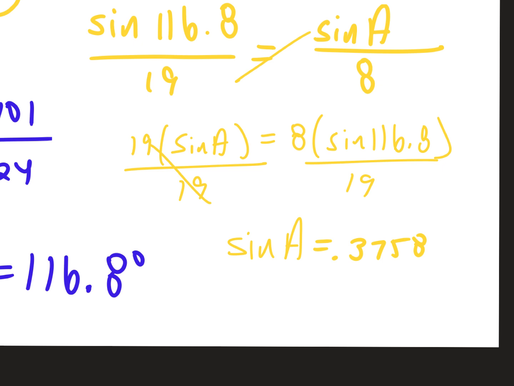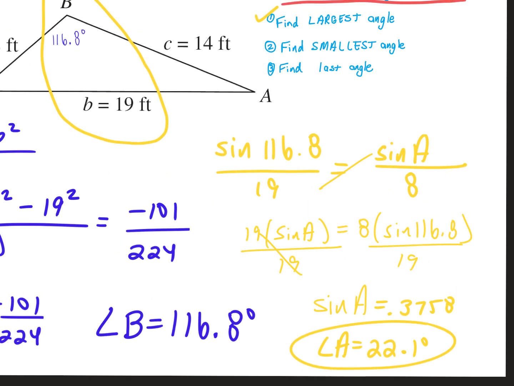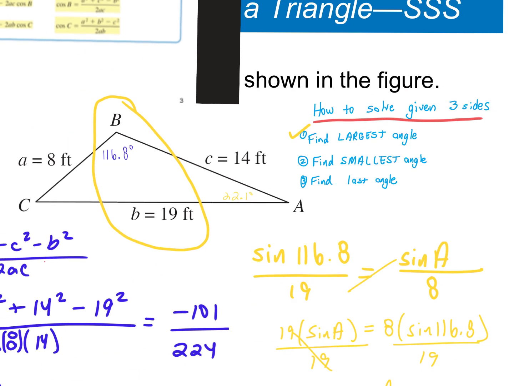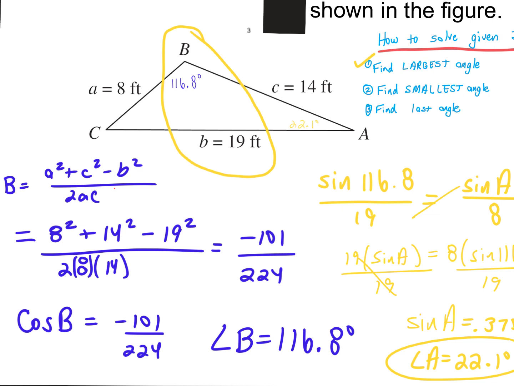So go ahead and hit second sine. And if you have that decimal or that answer still above, you can hit second answer. And you'll find out that angle A is how much? 22.1 degrees. Okay, so angle A is 22.1. So if I know B is 116.8 and I know A is 22.1, how can I figure out that missing piece? Add the two and subtract from 180.